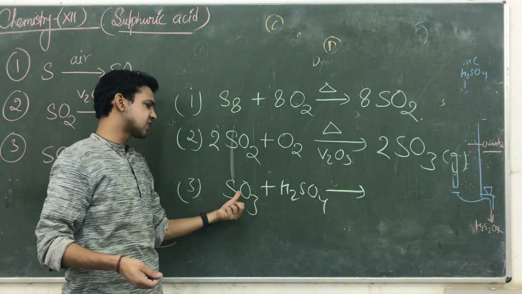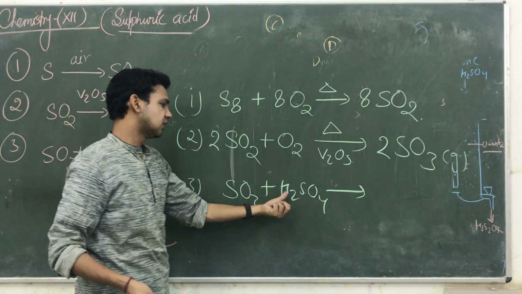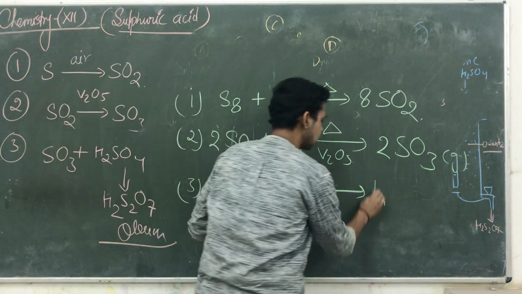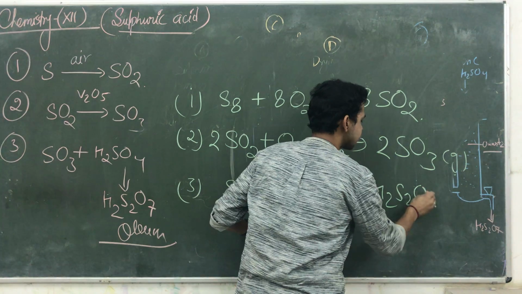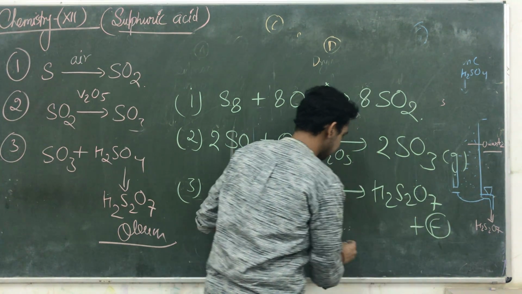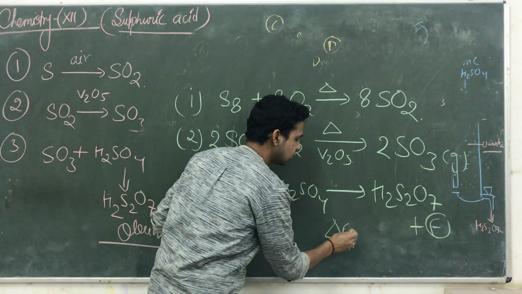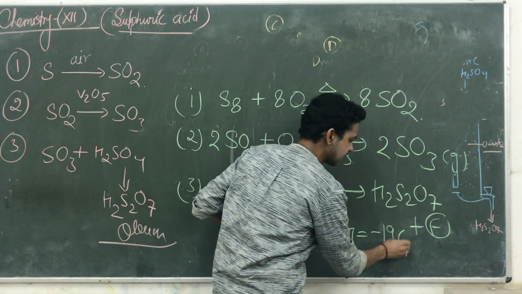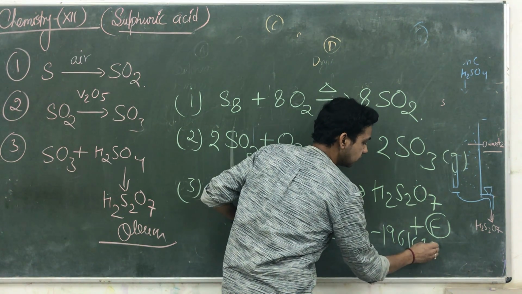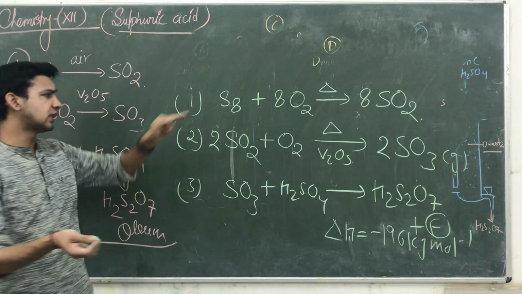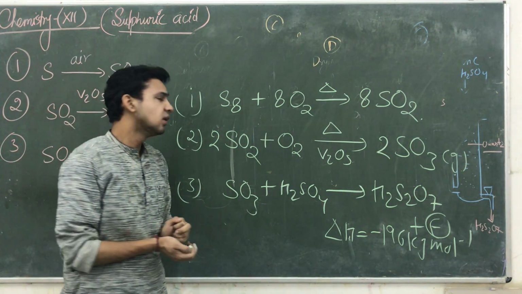And when sulfuric acid comes into contact with SO3, the H2S, how many O are here? 7. So it is giving H2S2O7, or they are liberating a large amount of energy. That energy is delta G, or we say delta H is equal to minus 196 kilojoule per mole. Okay, that amount of energy. So that is the main reaction of this process.